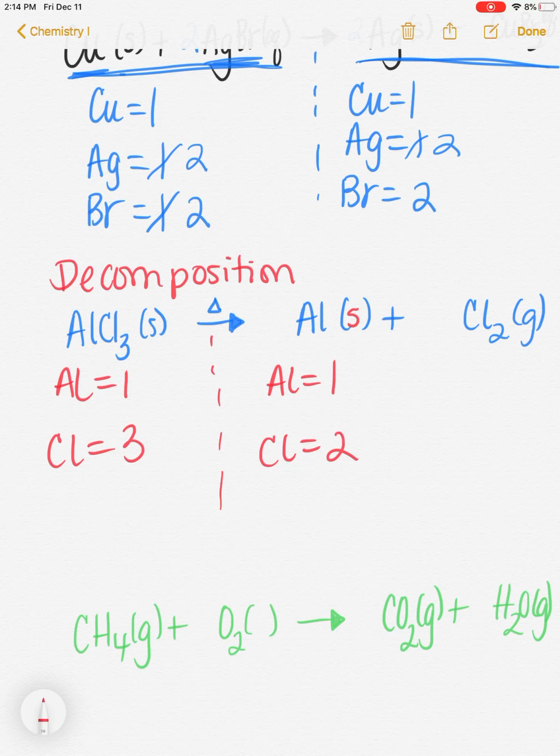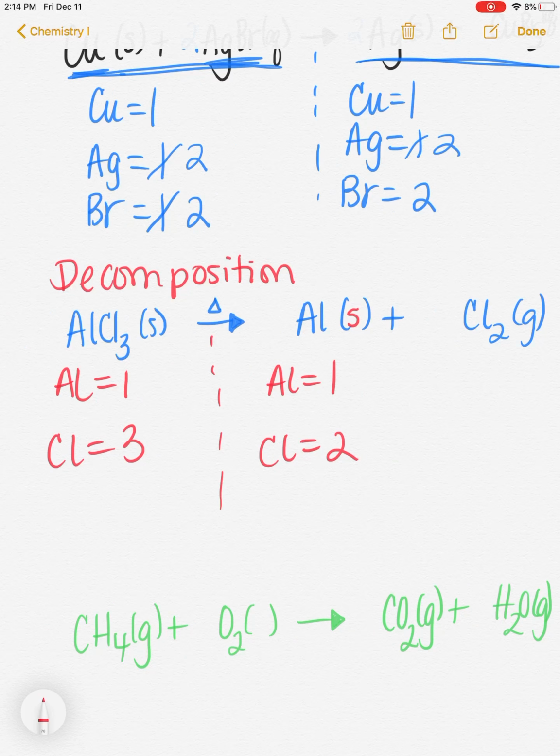Definitely not balanced. Now we've kind of got a little bit of a problem because there's no whole number that I could write in front of chlorine to turn it into a 3. So sometimes we have to use some math skills, and instead of turning it directly into the number, we have to find a least common multiple.